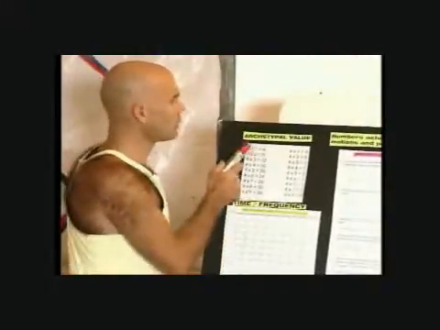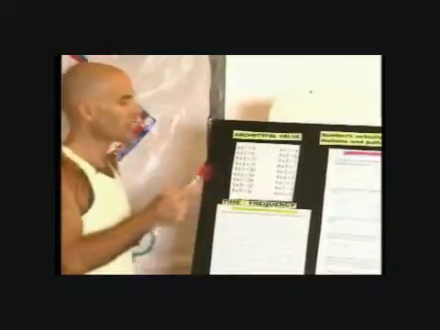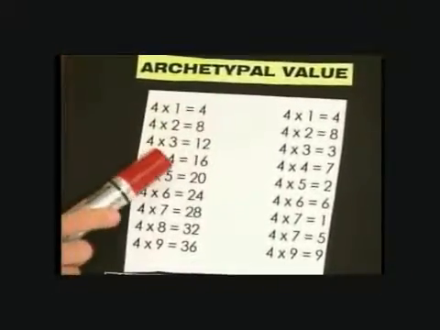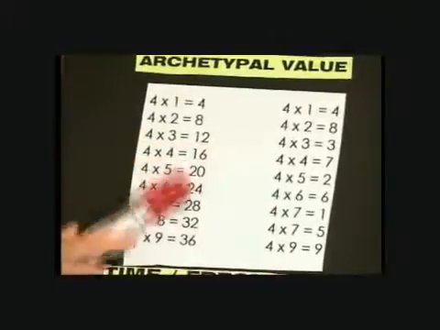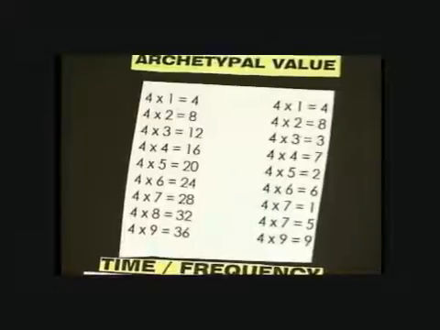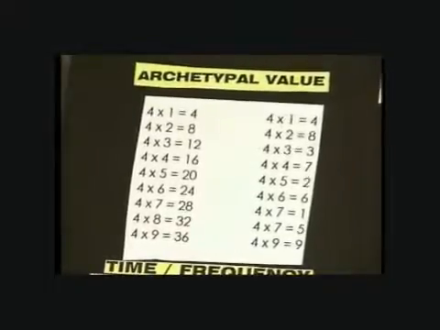I take a number, archetypal value. I say 4 times 1 equals 4. 4 times 2 equals 8. 4 times 4 is 16, 20, 24, 28, 32, 36. Everyone get that? It's very important for your math children, Judy.